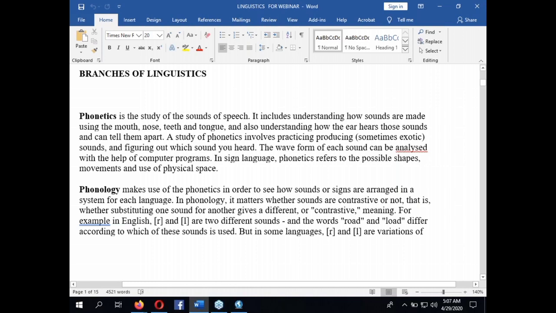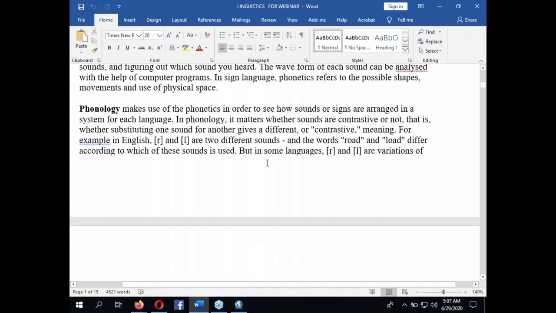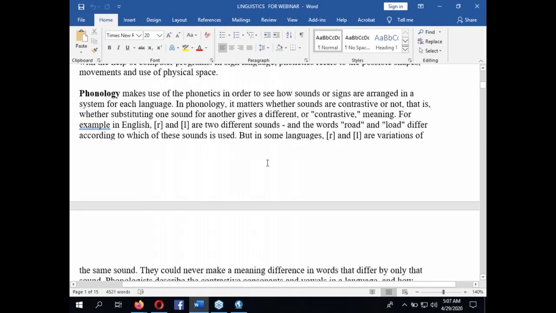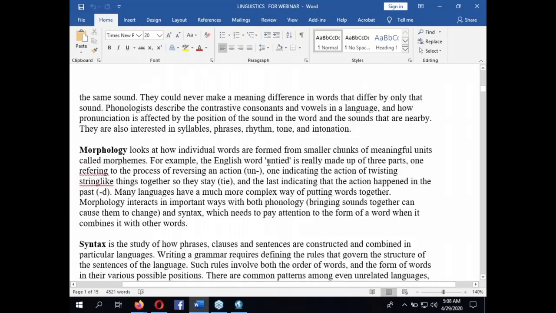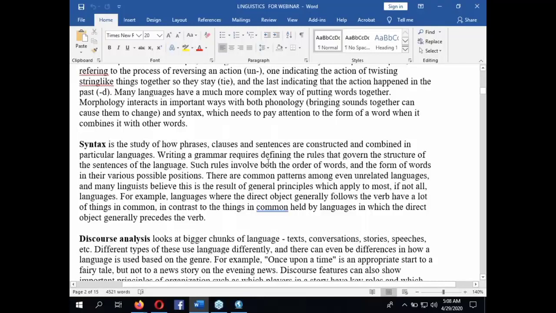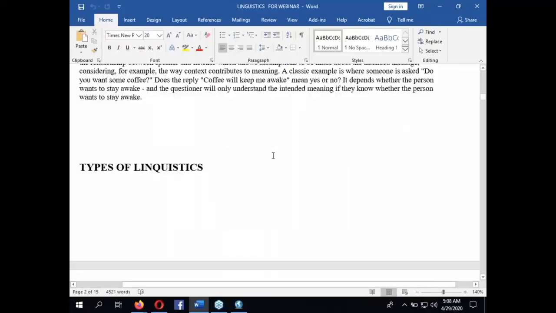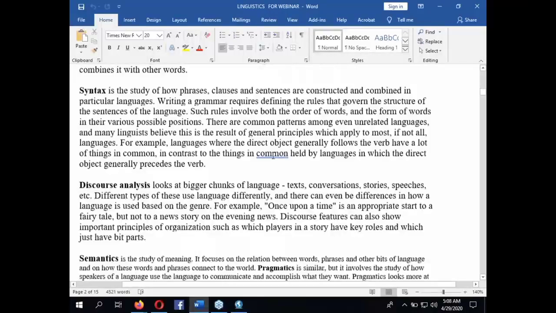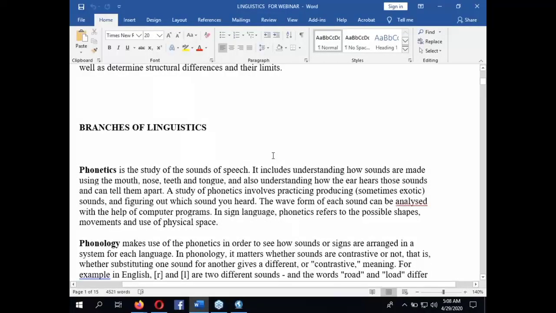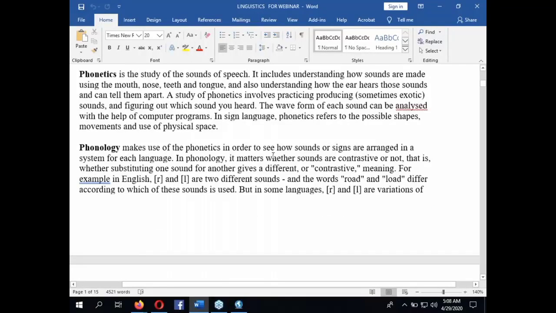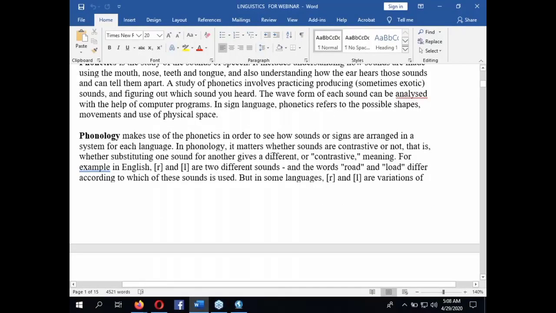All right, branches of linguistics include phonetics, phonology, morphology, syntax, discourse analysis, semantics. Now we'll take each of them. Phonetics, I've already explained that. Phonology, I've also done that. We've also talked about morphology.